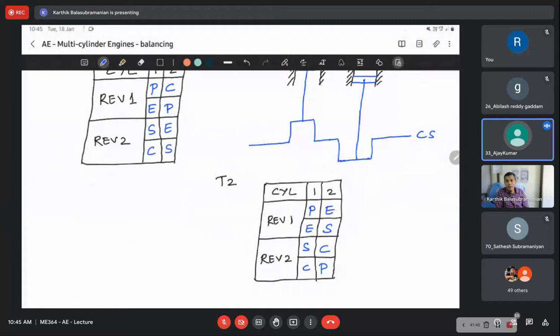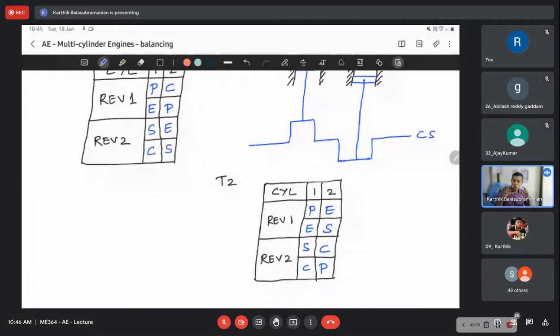You guys agree? Yes, sir. But I guess both are similar. Why are they similar? Because ignoring the order, we will get power strokes, I mean, the power stroke in the two pistons always comes one after the other. Yes, the power comes one after the other.